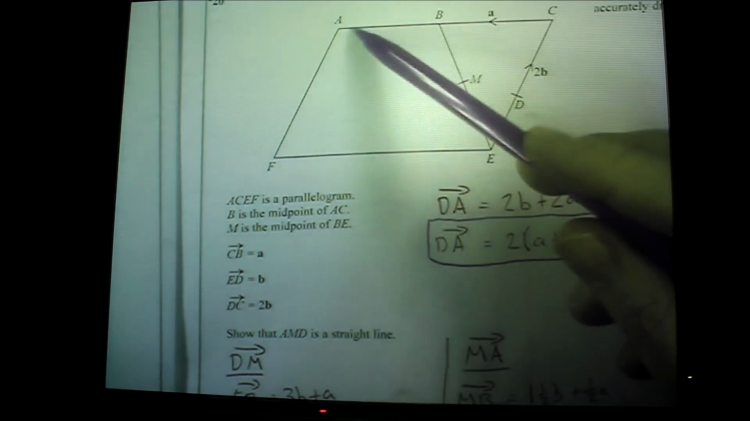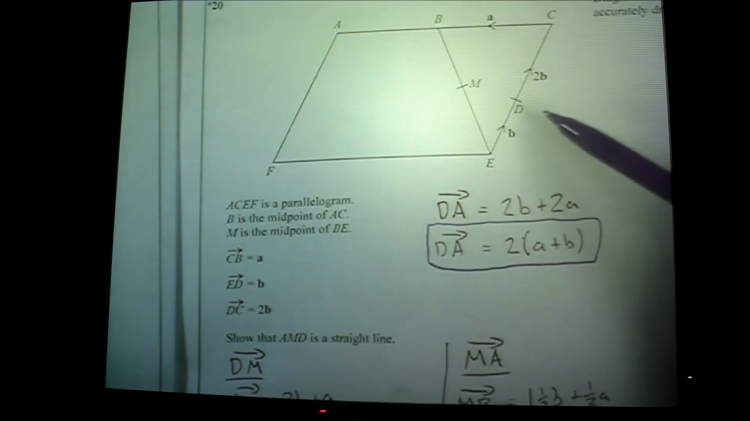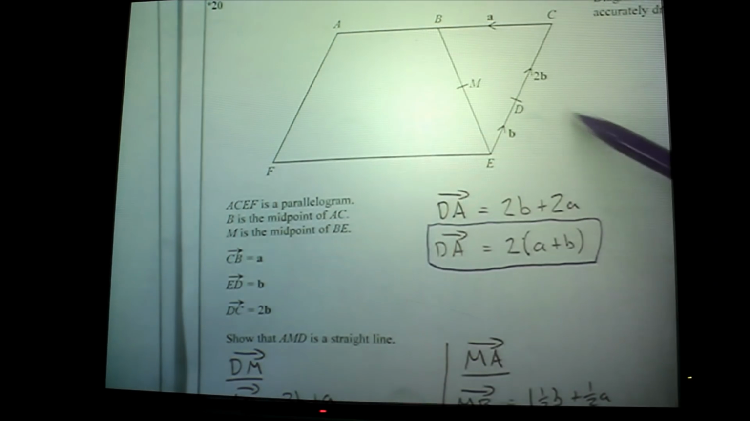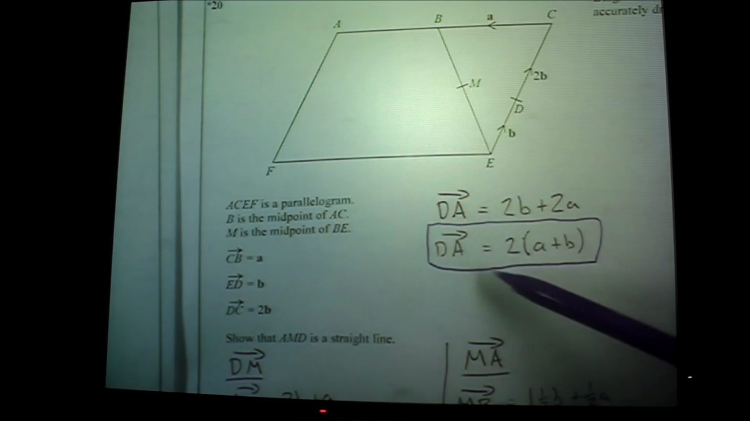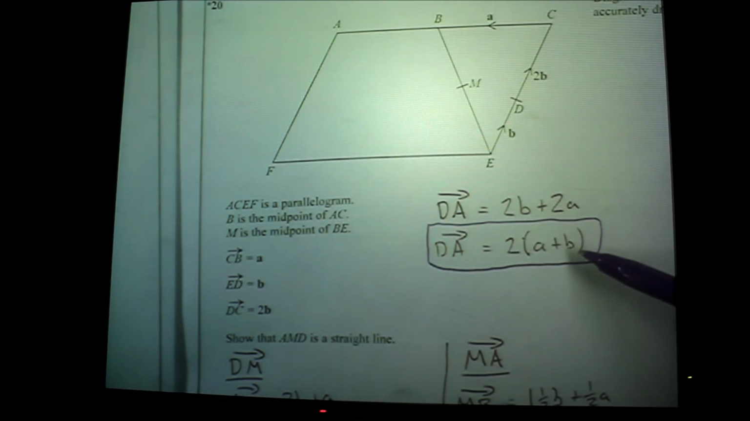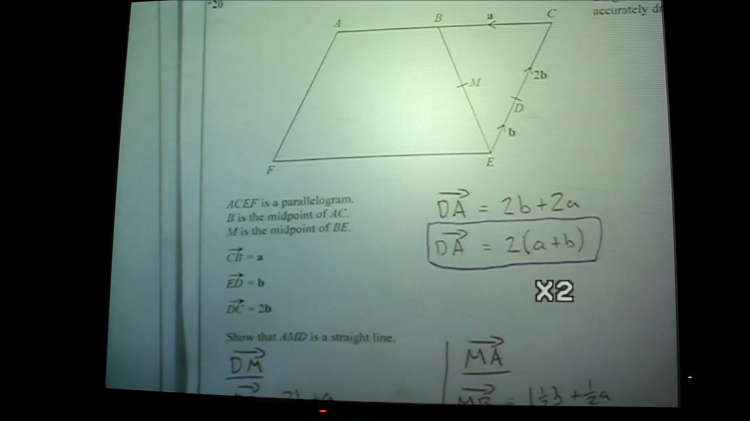So this is how I did it. I worked out what DM, no I didn't, I worked out what DA was first of all, because it's the easiest one, quite frankly. So to go from D to A, you go up here and you go along here. So it's 2B add 2A, and you can factorise it to 2 times A add B. So that is DA. Then I worked out DM, and I wonder if I can zoom out, you can still see my workings and still see the shape. We'll see how we get on.